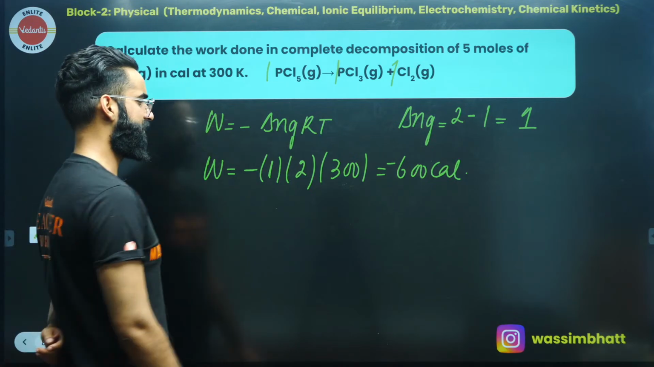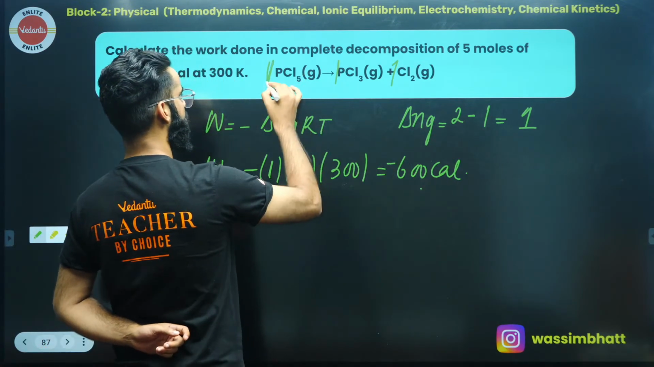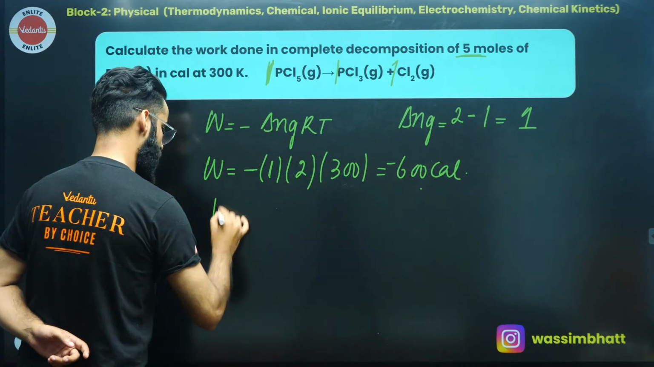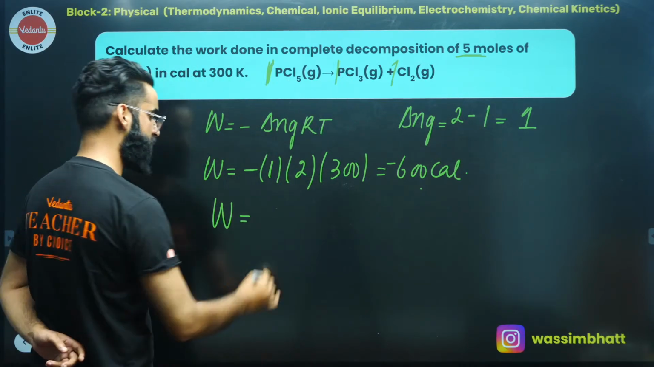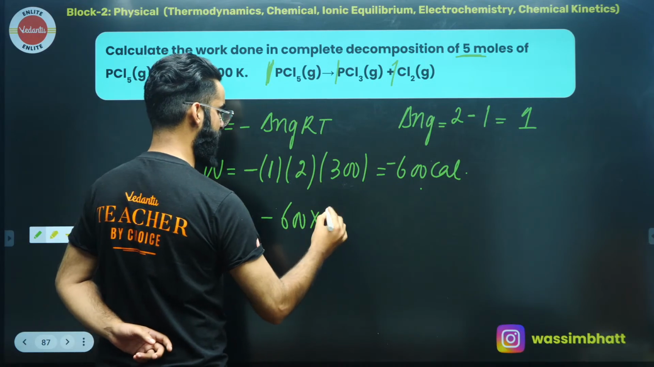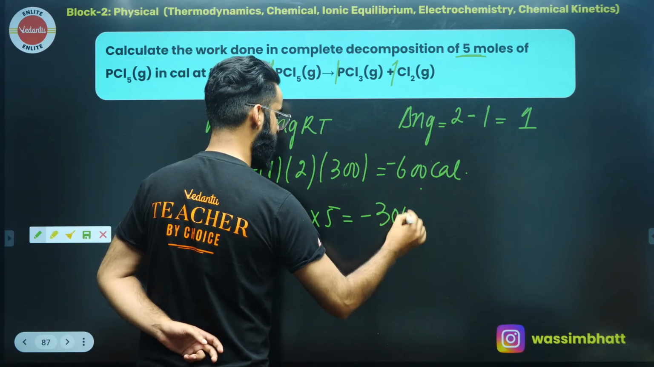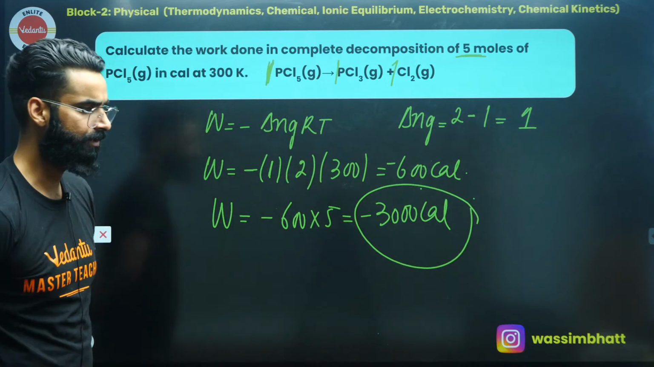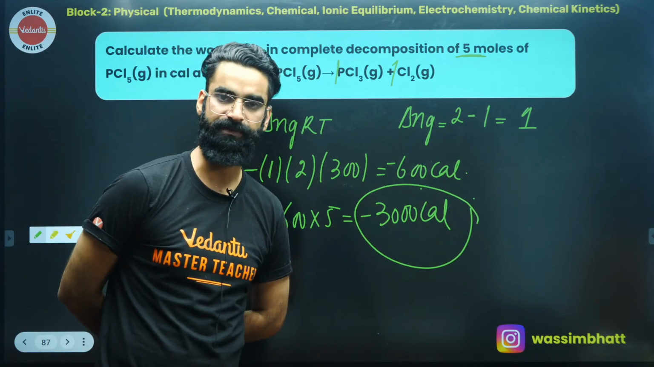But do remember, this is the value of W for the decomposition of 1 mole of PCl5. But I'm doing the decomposition of 5 moles of PCl5. So work done for the decomposition of 5 moles of PCl5 is going to be minus 600 multiplied by 5. So the answer is going to be minus 3000 calories. So this is the value of work done, right? This is the value of work done during the decomposition of 5 moles of PCl5, right?